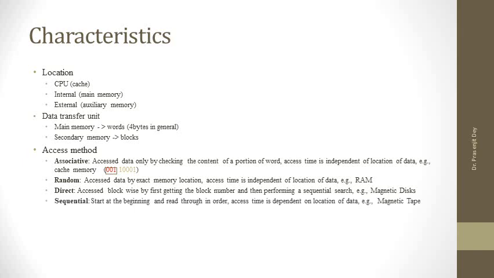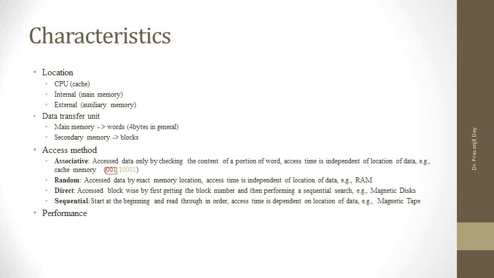The fourth method is the sequential method. In this method, we start from the beginning of the memory location, and we read each word in order, sequentially. And obviously due to that reason, here access time is dependent on the location of the data, and magnetic tape uses this kind of access method.